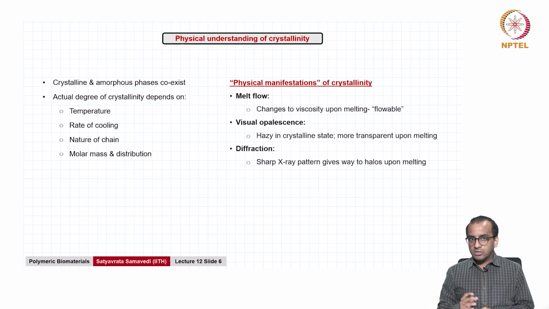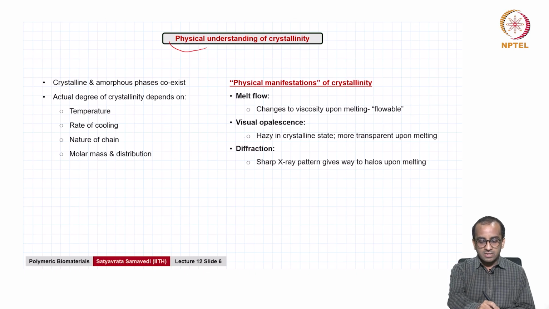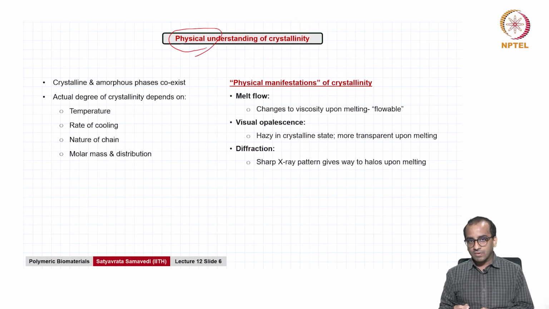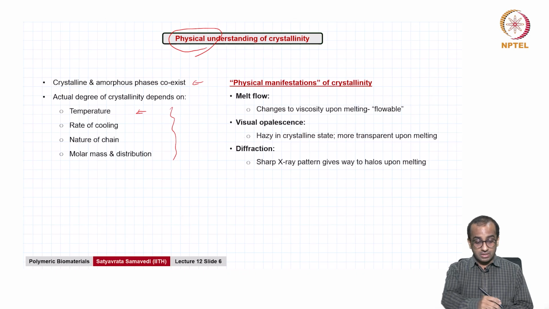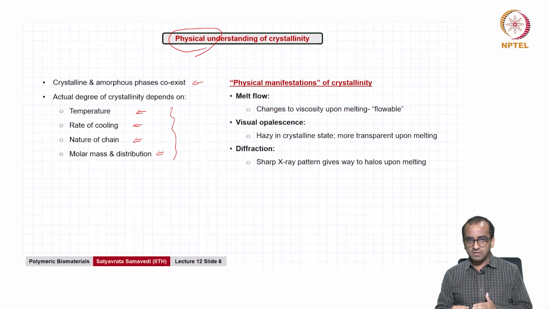Now, having understood the folded chain model, we will now look at understanding crystallinity from a physical perspective, right. As we have already seen, in most of these polymers, crystalline and amorphous domains will coexist, and the actual degree of crystallinity will depend on a bunch of different factors. For example, temperature, the rate of cooling, the nature of the chain, molar mass and distribution. These are just some factors that influence the ability of a polymer to form crystals.